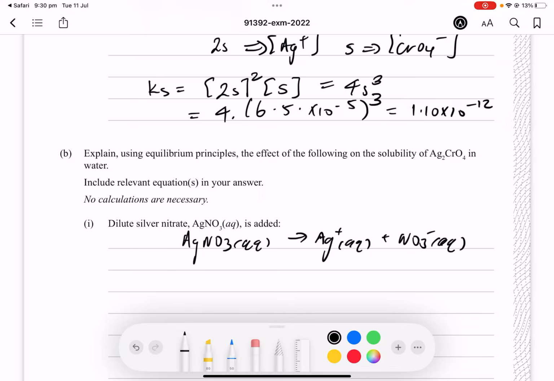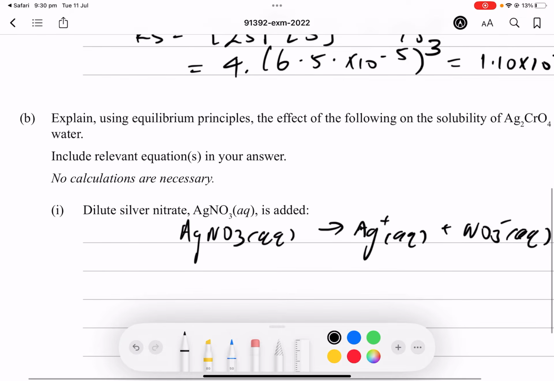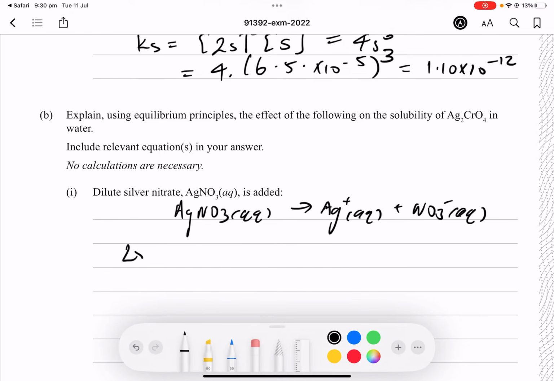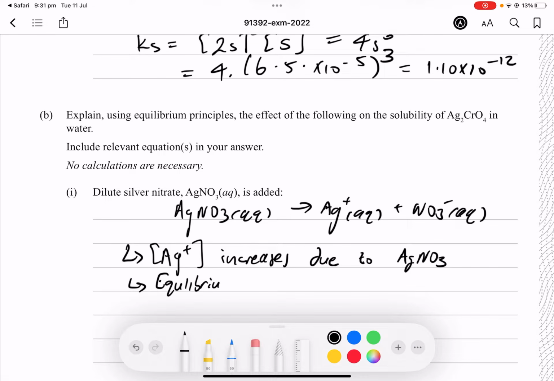So I just want to link those points together. When we add AgNO3, I'm just going to put the bullet points on the points you should be mentioning. We want to mention that Ag+ ion concentration increases due to the AgNO3. So if the Ag+ ions increase due to the AgNO3, the equilibrium will shift to reduce the change.